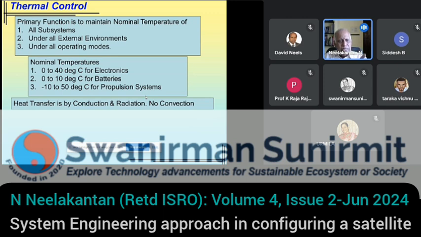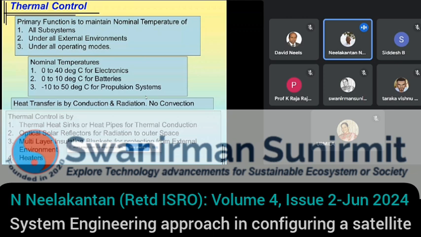Under thermal control, wherever there is a heat generation point, the heat transfer is by conduction and then it is radiated to outside space, radiation through the space. There is no convection because there is no atmosphere. Thermal control is either by heat sinks or thermal heat pipes, and optical solar reflectors for radiation to outer space.